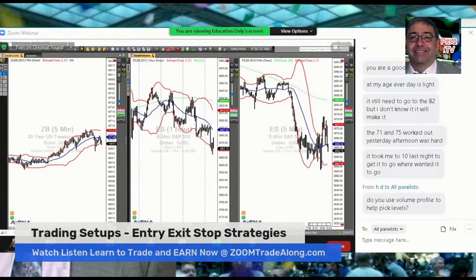I don't look at it per se. Maybe I look at it during the day, but I think volume profile, it's like market profile. It's good for you, but don't stare at it too much. Don't lean on it too much.